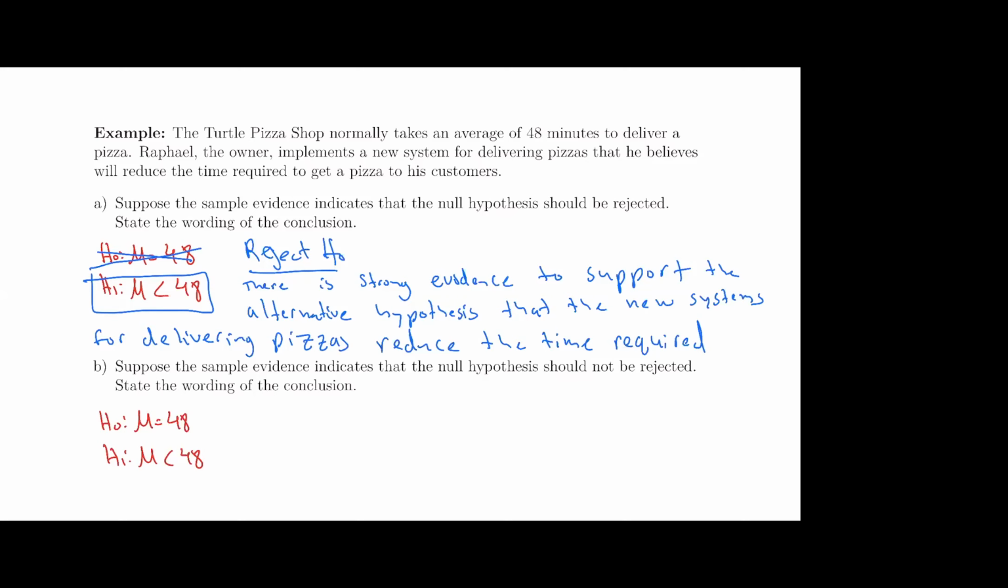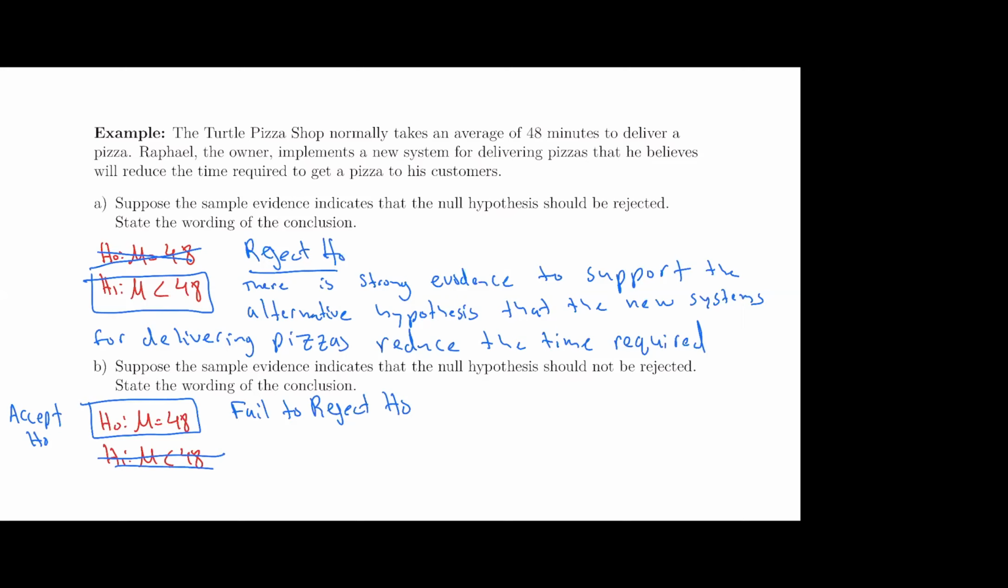So for B, if you look at it, it says, suppose the sample evidence indicates the null hypothesis should not be rejected. State the wording of the conclusion. Whenever they say should not be rejected, we're going to be using fail to reject H0. So when we fail to reject H0, that means we accept H0. But you never ever want to say accept H0.